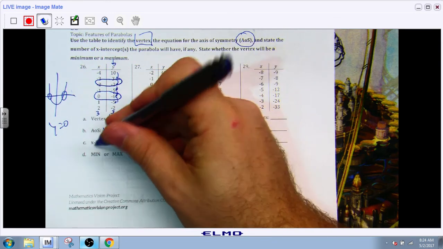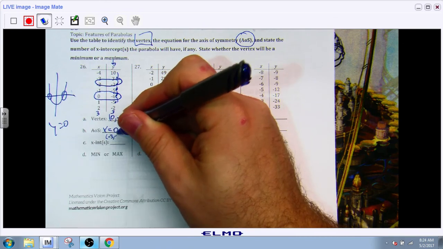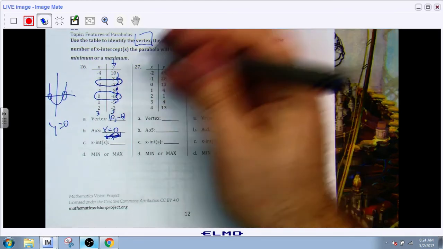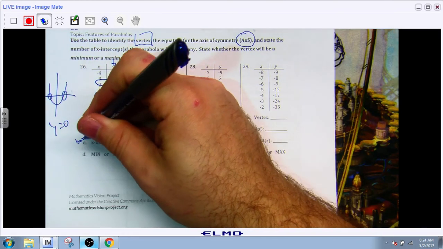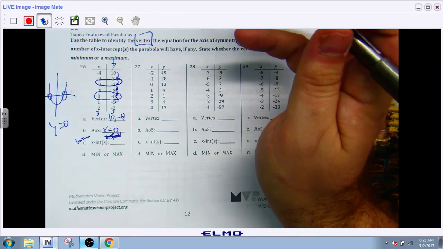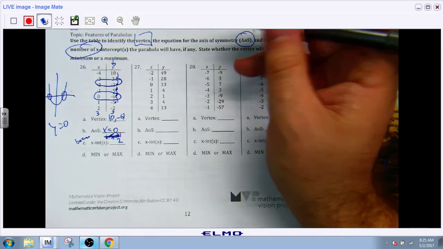So the x-intercepts are going to be somewhere between negative 3 and negative 2, and also, whoops, there's got to be an easier way to do that. Oh, it just says the number of them. We don't have to identify them. Well, there's 2 of them. That's good, because it's fractional.